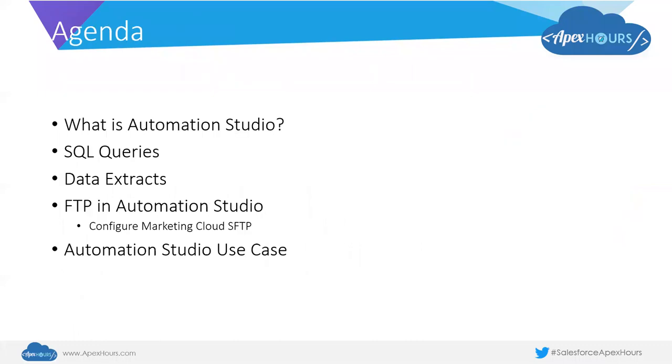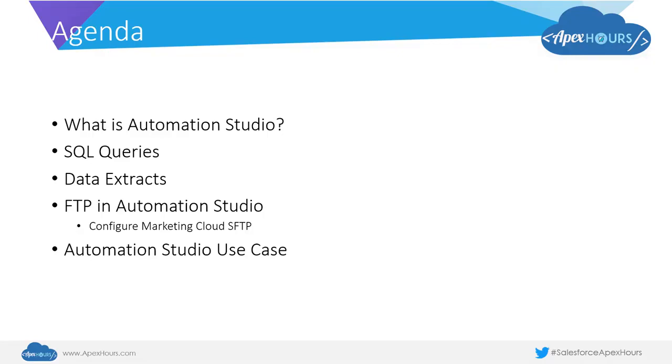So I shall proceed basically. Today I would like to talk about Automation Studio. Basically, what I would like to tell is what is Automation Studio, what are SQL queries, data extract, and FTP in Automation Studio, and how to actually configure it in Marketing Cloud, and I'm going to share an Automation Studio use case. Obviously, I'm not going to cover all the functionality that you can find in Automation Studio, but I will try to focus on those main subjects.